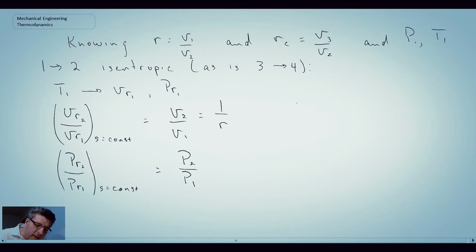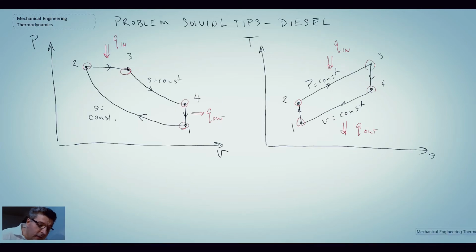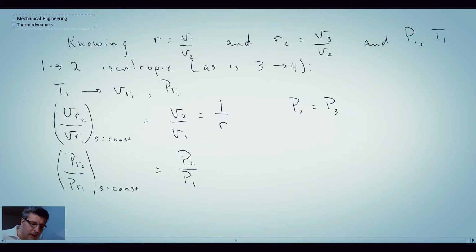The other thing that may be known, or that we can use, is P2 equals P3. If we look on our cycle, we'll notice that this is a constant pressure heat addition process here. So P2 is equal to P3. And we can also use the ideal gas relation that we looked at when we considered the Otto cycle problem solving tips.